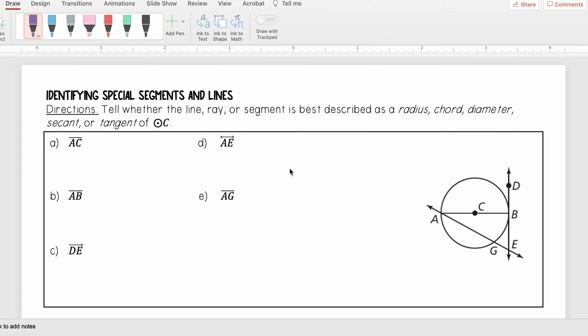In this video, we're going to be practicing identifying special segments and lines. So, directions: we're going to tell whether the line, ray, or segment is best described as a radius, chord, diameter, secant, or tangent of circle C.